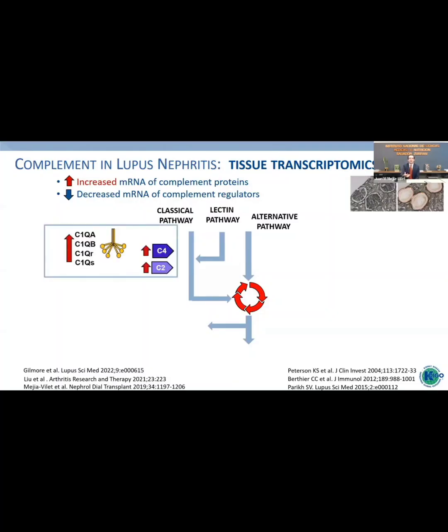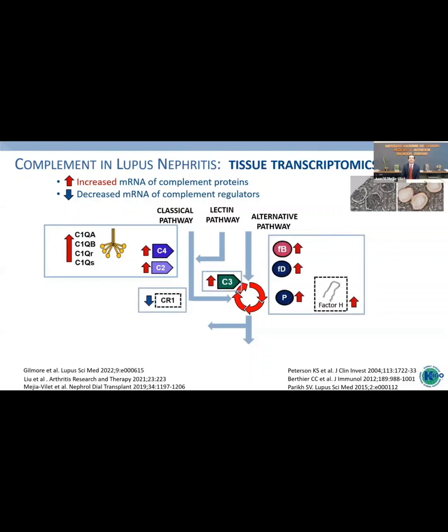Again, many genes from the classical pathway are overexpressed, but also in the common pathway and in the alternative pathway. And interestingly, the inhibitors of the complement are decreased. So any of the pathways may lead to developing lupus nephritis.